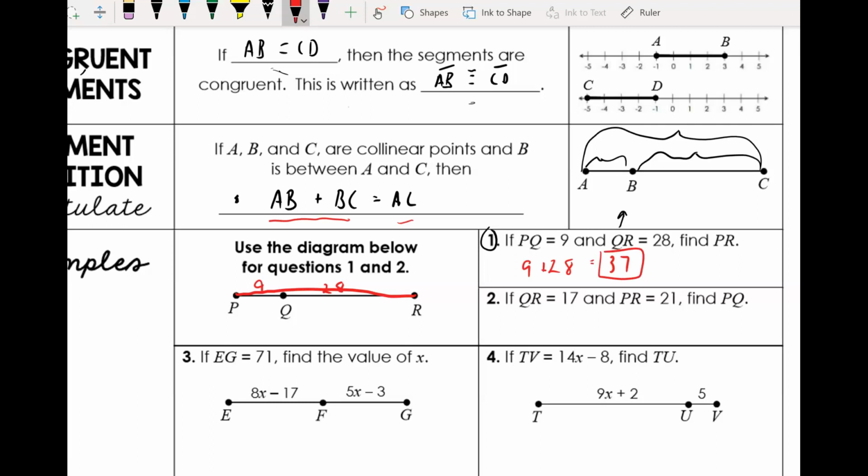All right, if QR is 17, now I'm going to do this one in green. If QR is 17 and PR is 21, now this one's a little bit different because it's PR. That's the whole thing here. We have to be careful.